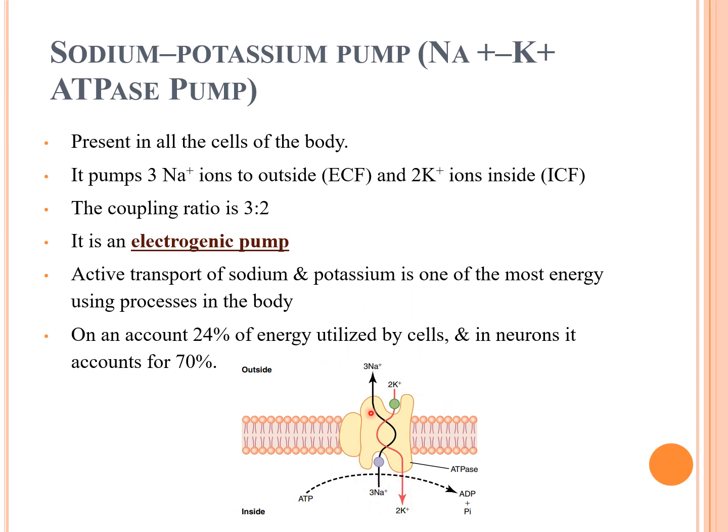Three positive ions are pumped out and only 2 positive ions are pumped inside. So inside there are fewer positive ions, or we can say there is negativity inside the membrane. This is one of the reasons involved in the generation of the membrane potential. So the inside of the cell membrane is negative at rest. This is due to the presence of the sodium potassium pump in the cell membrane. And this is one of the most energy using processes in the body. About 24% of energy is utilized by cells in the body, whereas in neurons it can account for 70%. So it is the most energy using process in the body, this sodium potassium ATPase pump.